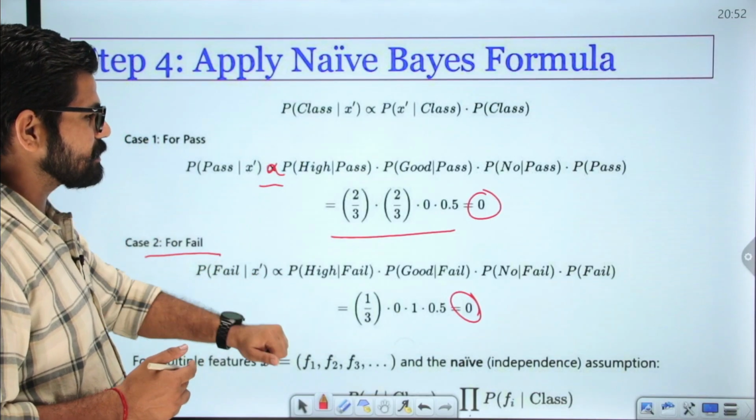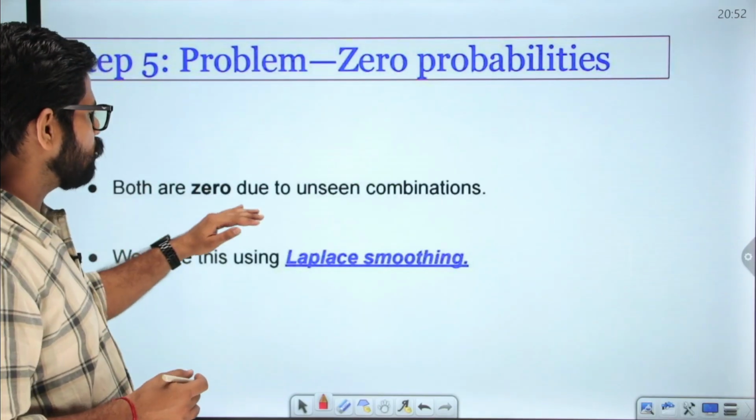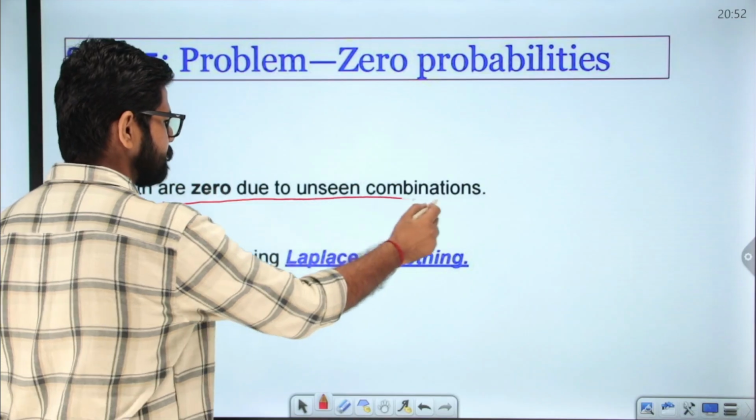So both are zero due to unseen combinations.